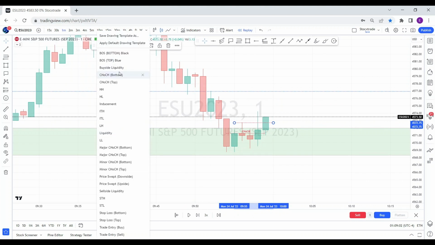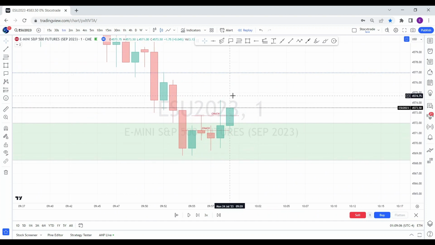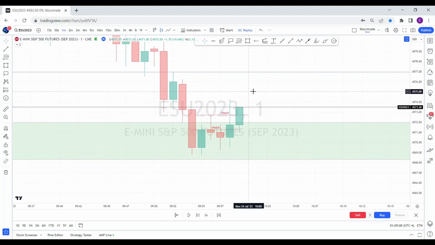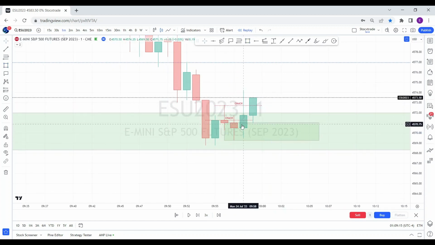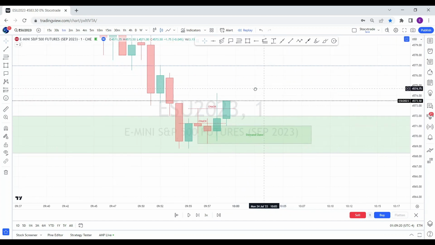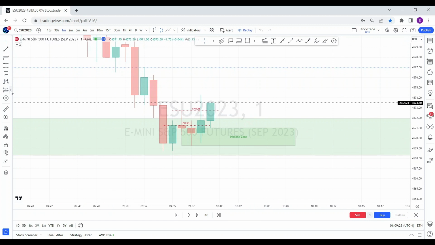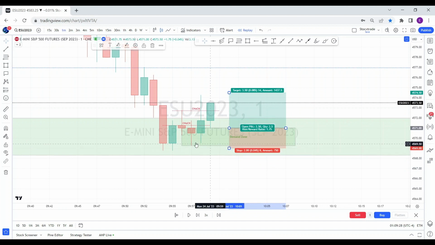So once the price creates the change of character, you need to see where your last demand zone is. After the change of character, you will be looking for this demand zone. Your entry will be from this demand zone. So you will go long from here, means you will buy, and your stop loss will be just below the demand zone. Okay, so this is the demand zone, body to wick.